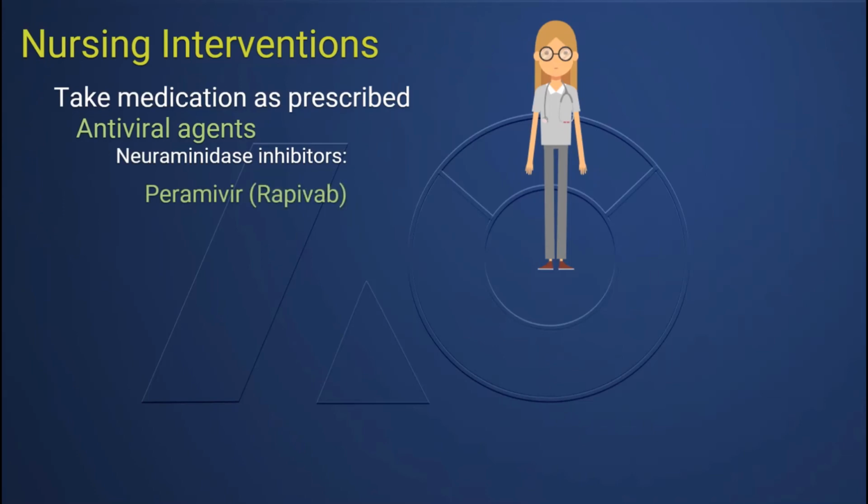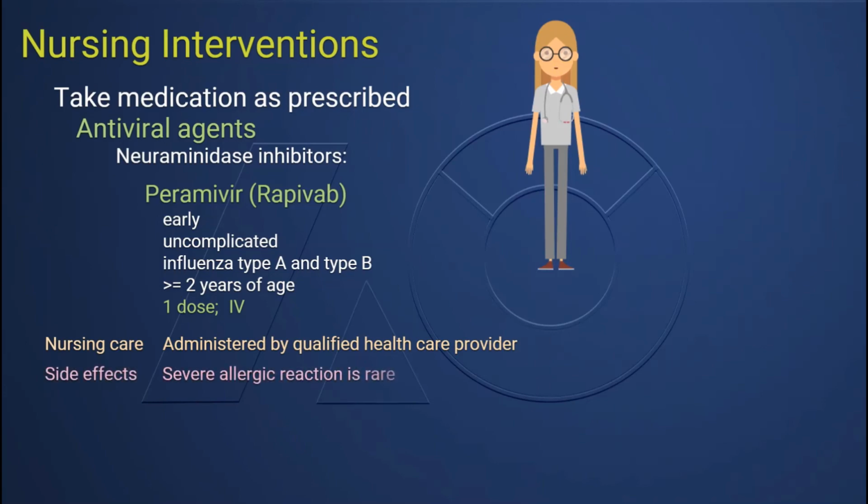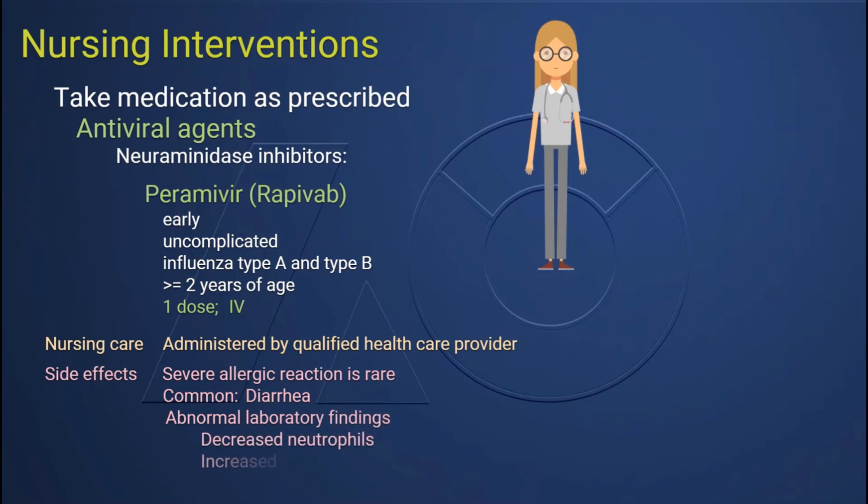It is indicated for early and uncomplicated flu caused by either type A or type B influenza virus. The patient has to be at least 2 years of age to receive this medication. Peramivir is a one-dose-only antiviral medication that is given via intravenous route. Therefore, it has to be administered by a healthcare provider under surveillance. Severe hypersensitivity reaction to peramivir is rarely reported. The most common adverse effect is diarrhea, followed by decreased neutrophils and elevated serum glucose, creatine phosphokinase, and liver enzymes.